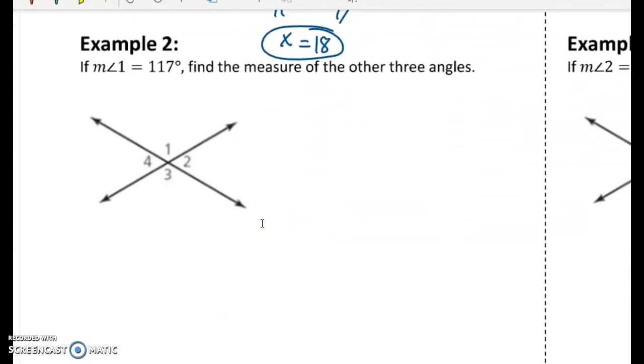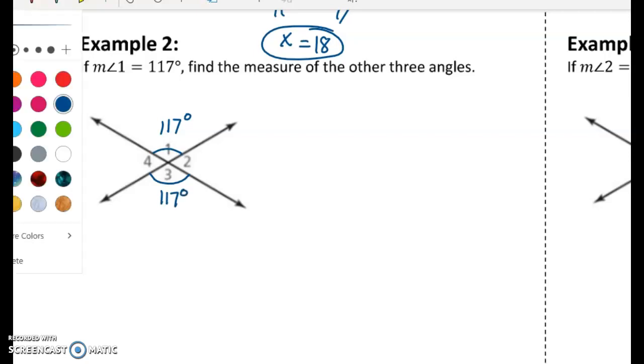Example 2 says, if the measure of angle 1 is 117 degrees, find the other 3 angles. Well, first of all, angle 1 and angle 3 are vertical angles, so they're congruent. So that means angle 3 is also 117 degrees.